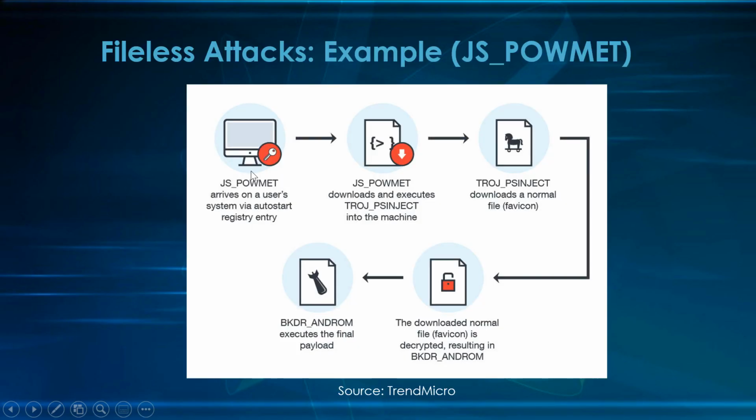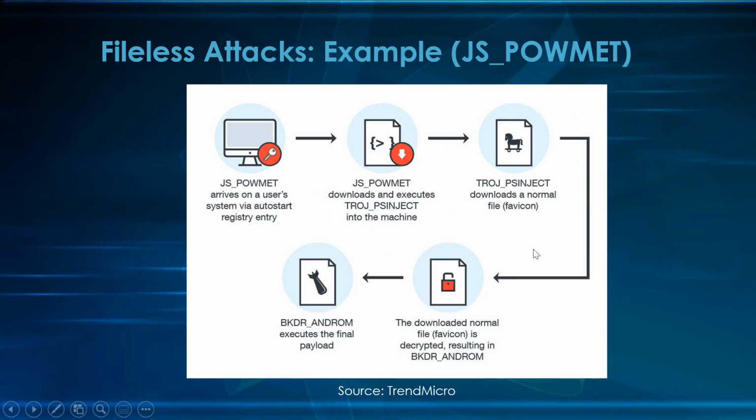One example is JavaScript Poweliks, the name given by Trend Micro. This attack was like this. There's a JavaScript that arrives on the user system via a startup registry key. They didn't see how it started, but from Trend Micro's perspective, they only saw the autorun from CurrentVersion\Run, and it executes a PowerShell command. This PowerShell downloads and executes, every single time, another piece of code that basically does an injection.